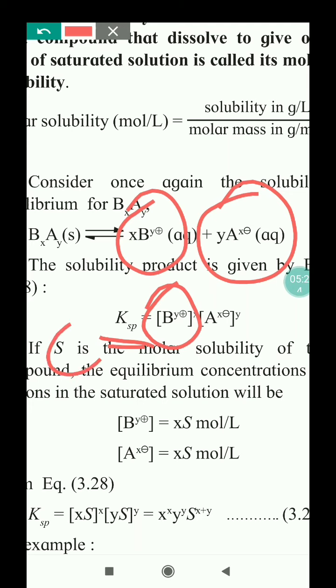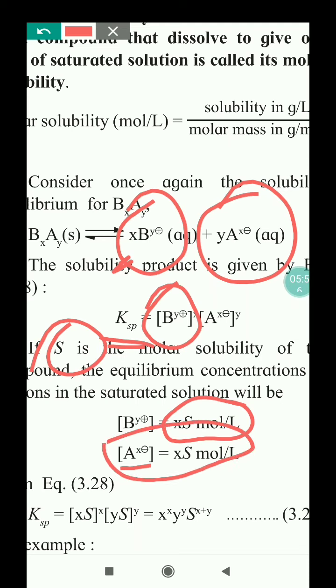Now S is the solubility of the given compound. So the concentration of B^y+ is equal to x into S moles per liter, where x is the coefficient of B. Similarly, the concentration of A^x- is y into S moles per liter. Here there is a printing mistake in the book.